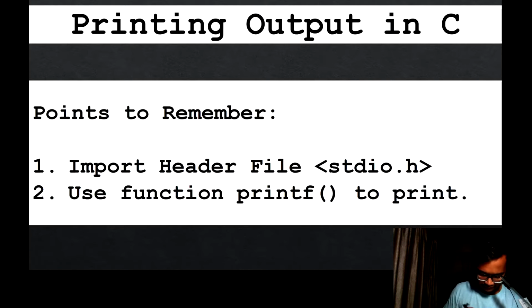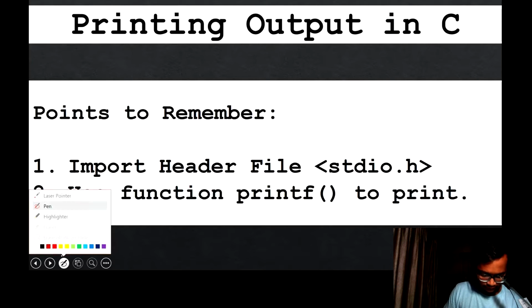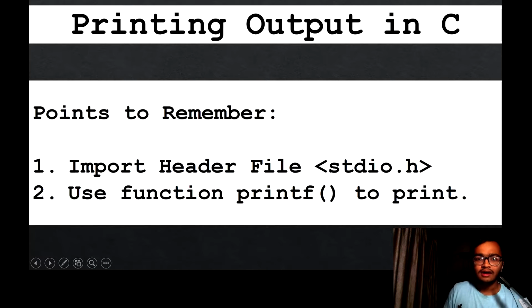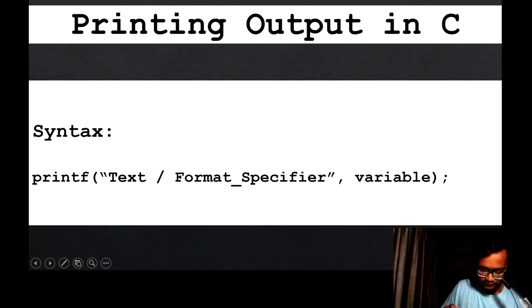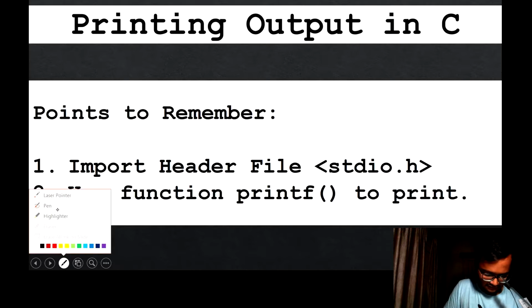If you have seen the previous video, I told you that to print output on the screen, import the header file stdio.h. So what is a header file? If you want to understand a header file, at this point of time you can assume a header file to be a set of code which performs a specific task. So let's write over here what is a header file.